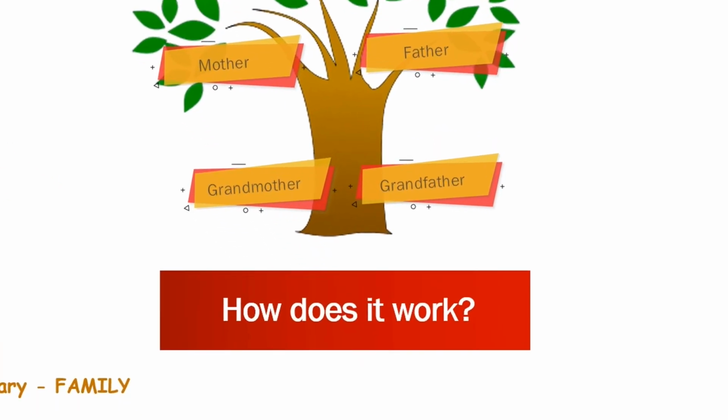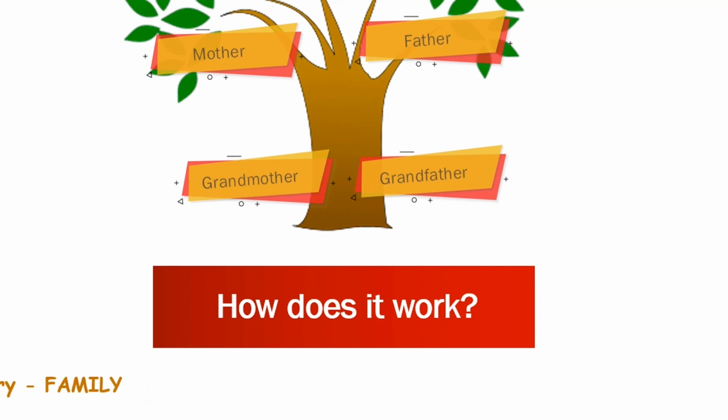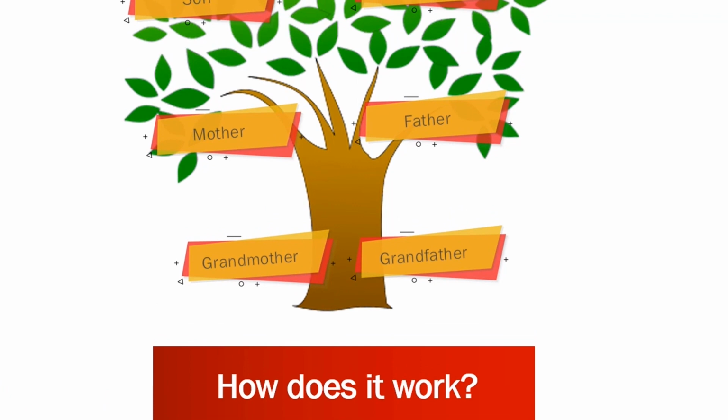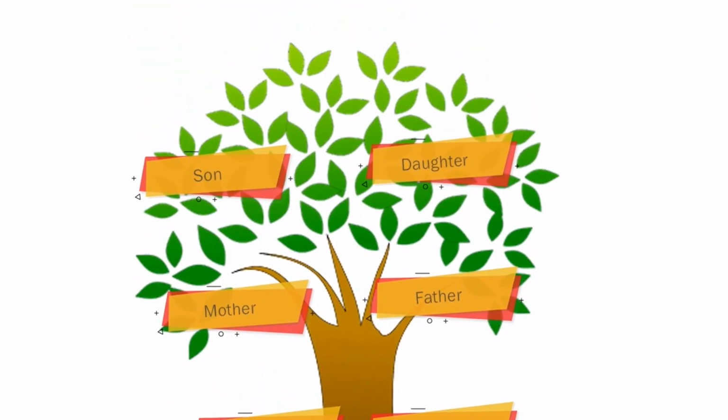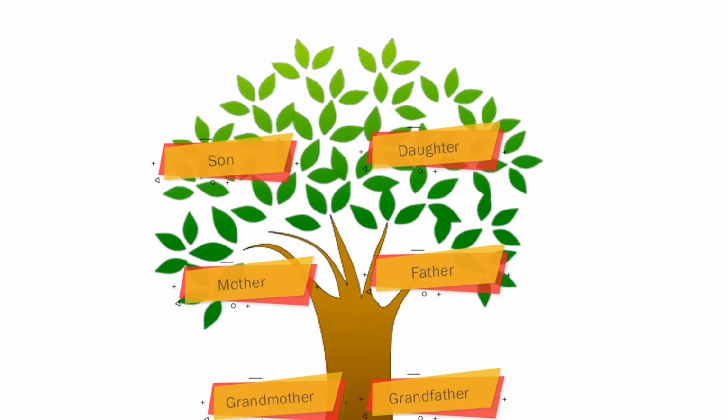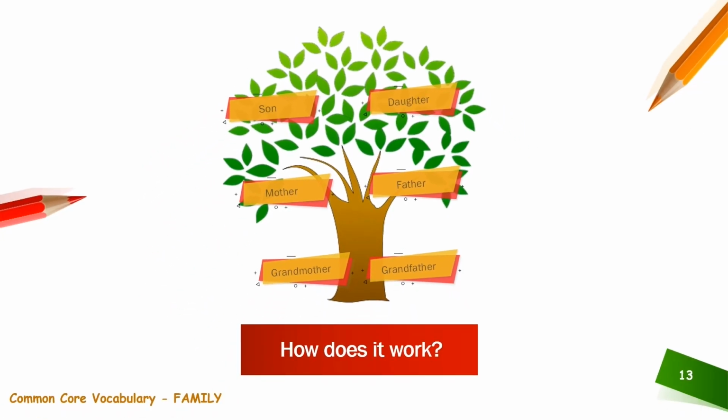So you should start with grandparents in the bottom of the tree, next to the roots. And in the middle, you draw or you write the names of the parents, mother and father. And on top of the tree, next to the leaves, you should write the names of the children, sons and daughters.